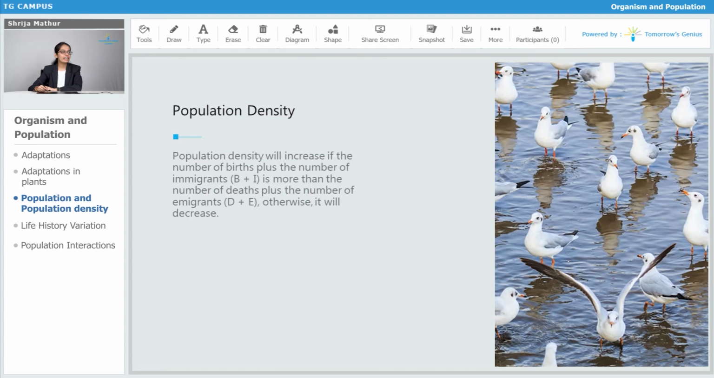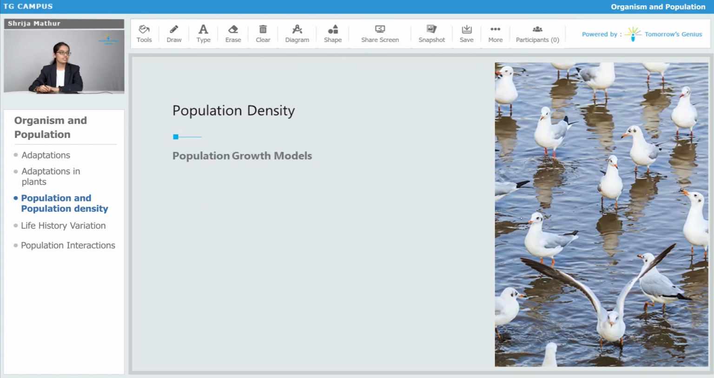Population density will increase if the number of births plus the number of immigrants is more than the number of deaths plus the number of emigrants. Otherwise, it will decrease. Obviously, if more people are coming and more people are being born, the population density will increase, rather than people dying or moving away from the habitat. So, this is the situation.